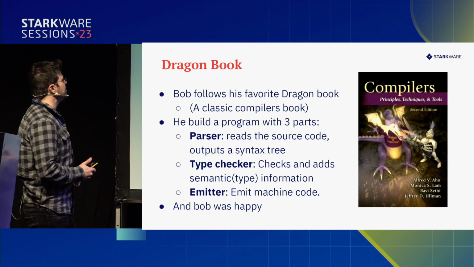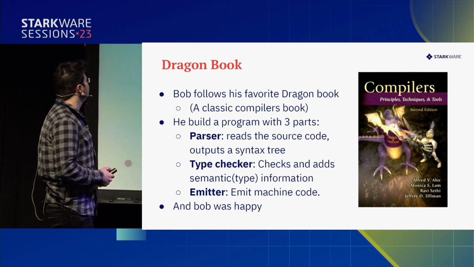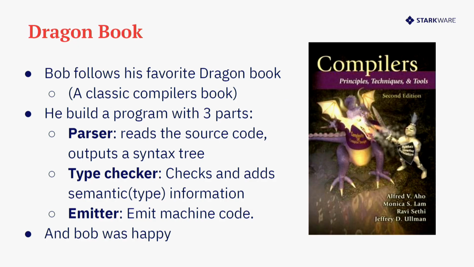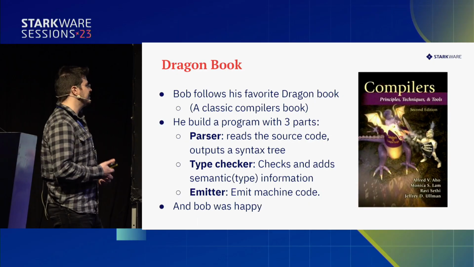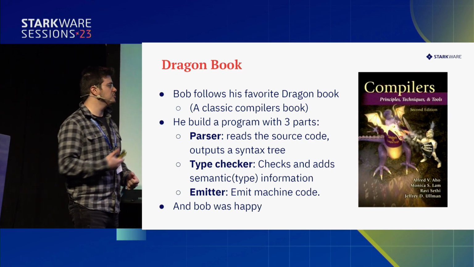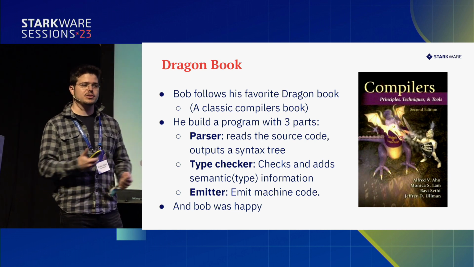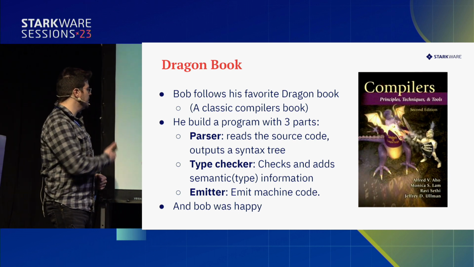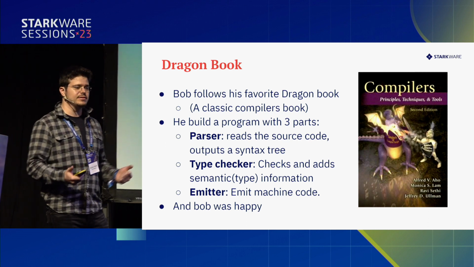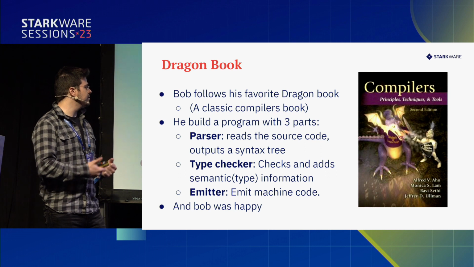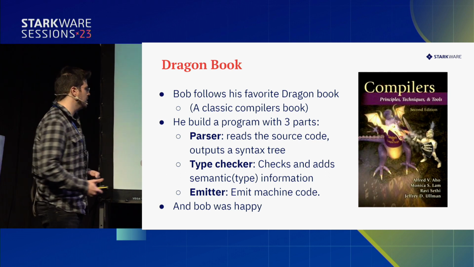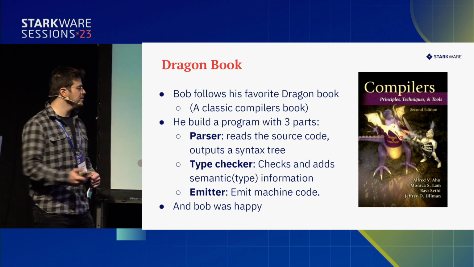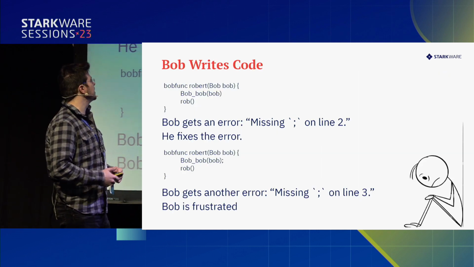Bob grabs his favorite Dragon book, which is a classic compiler's book. In it says that the compiler is a program composed of 3 parts. First part is a parser. This one reads source code and outputs a syntax tree. Another one is a type checker. It goes over the syntax, checks all the types, adds type information onto the syntax. And the third part is an emitter. It's a part that takes the tree and its semantic information and emits machine code in the end. Bob built it and he was happy. It worked. Nice compiler for the Bob language.